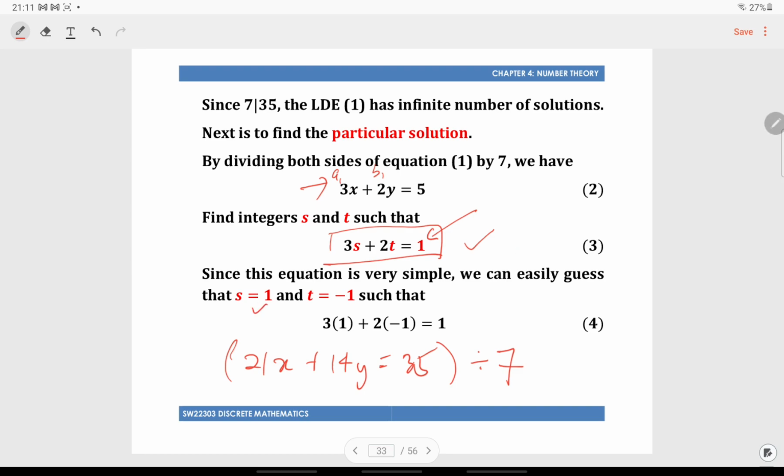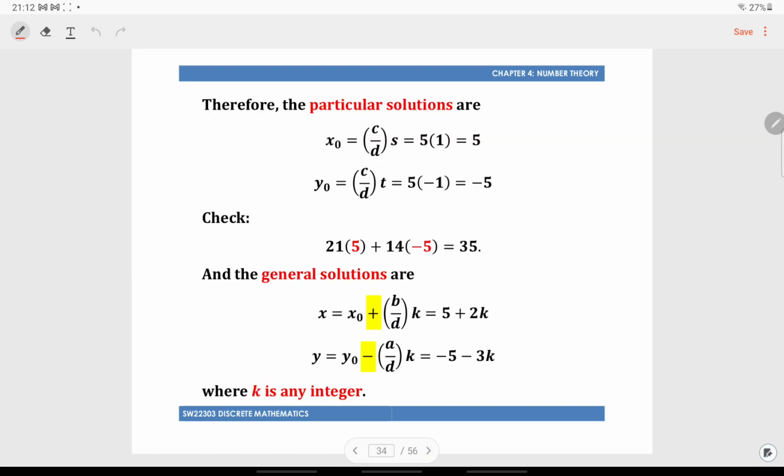We can take s equal to 1, t equal to -1, then we can make this equation true. That means we already have our s and also our t. Then we are ready to compute the particular solutions. We are looking for the x0 and y0. For the x0, it is equal to 5, and for the y0, it is equal to -5. Let's check whether these two values are solutions for the given LDE. After we substitute x0 and y0, yes, they satisfy the given LDE.